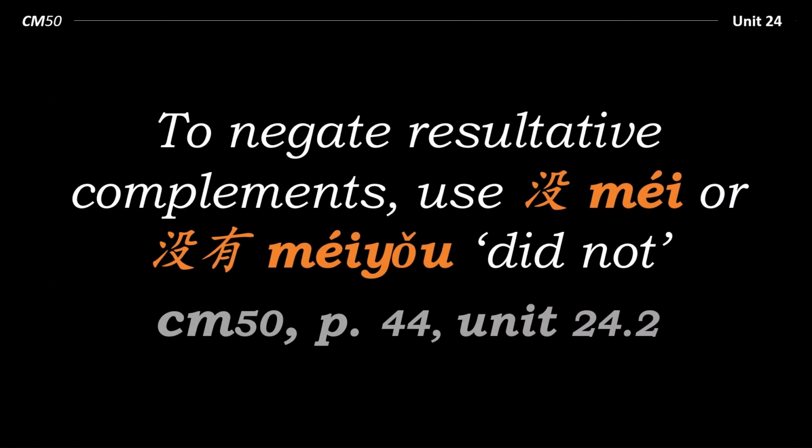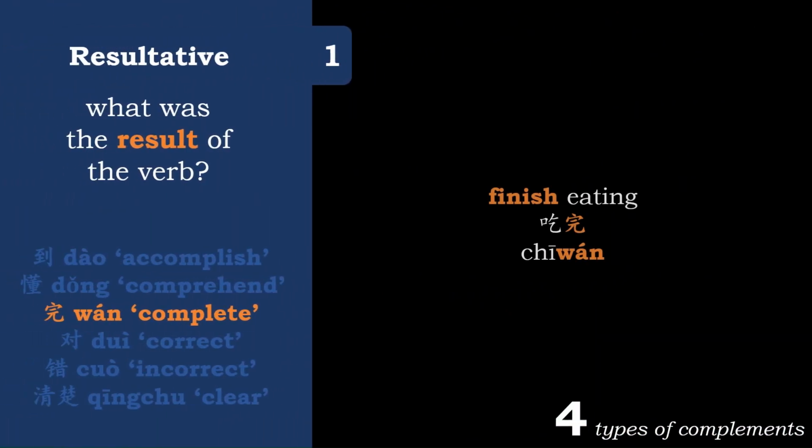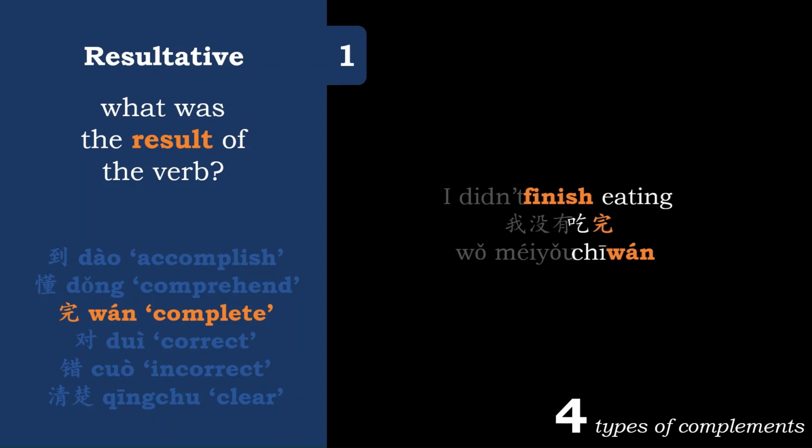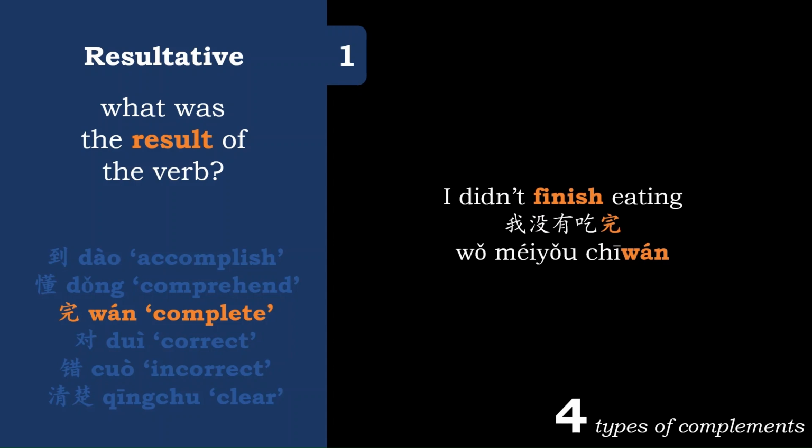Now to negate resultative complements, we use 没 or 没有, which means did not. So going back to 吃完, which means finish eating, I didn't finish eating would be 我没有吃完 or 我没吃完.